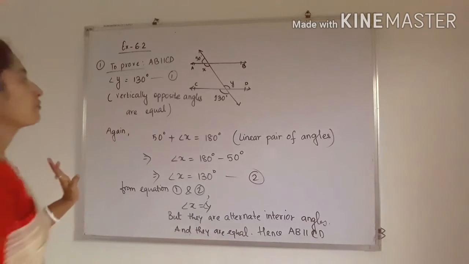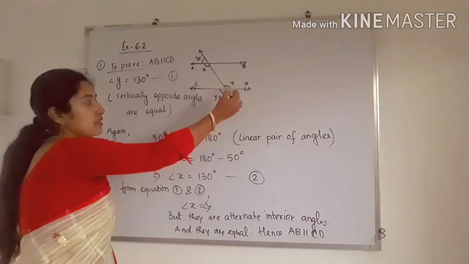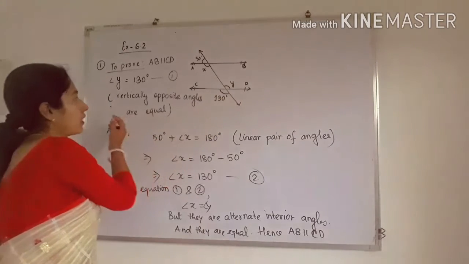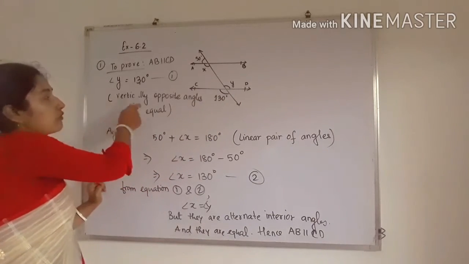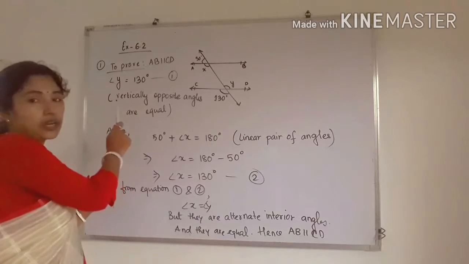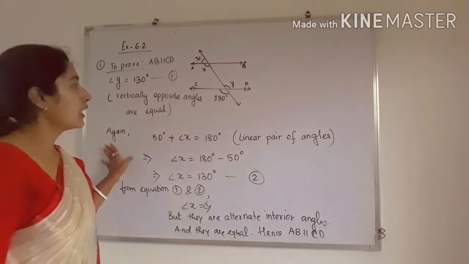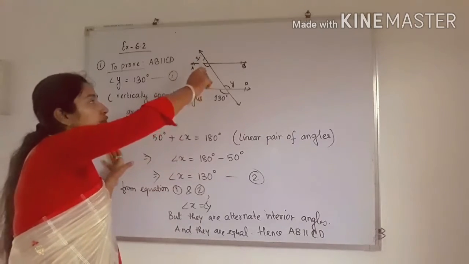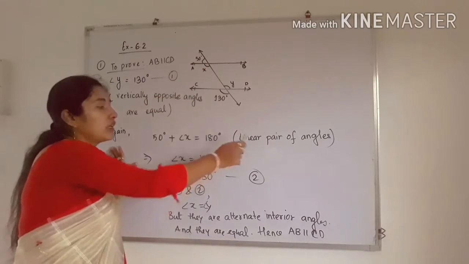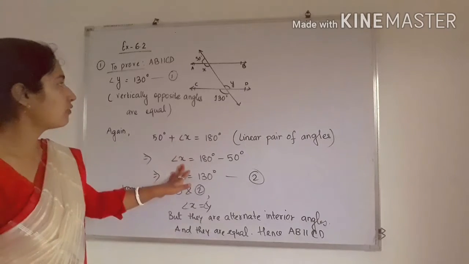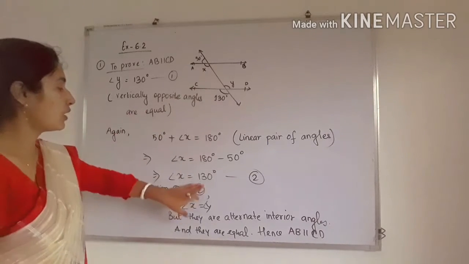So see here, in this one we can say angle Y is equal to 130 degrees because they are what? Vertically opposite angles. So we can write angle Y is equal to 130 degrees, and in the bracket you have to write the reason that vertically opposite angles are equal. Again, in this part C, we can write 50 degrees plus x will be equal to 180 degrees as they are forming a linear pair of angles. So by that way we can find the value of x as 130 degrees.